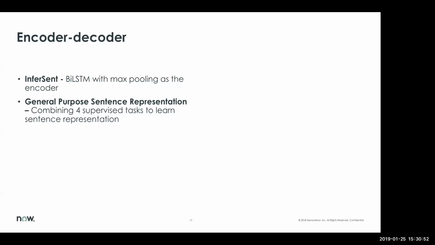Also following InferSent, we have the general purpose sentence representation. It combines four supervised tasks to learn the sentence representation. It uses these four specific tasks to train the embedding model, the language model, and it turns out that training on these four tasks gives better performance on each single task. And the Universal Sentence Encoder utilizes a transformer and DAN as the encoder. We will talk about the transformer in detail.